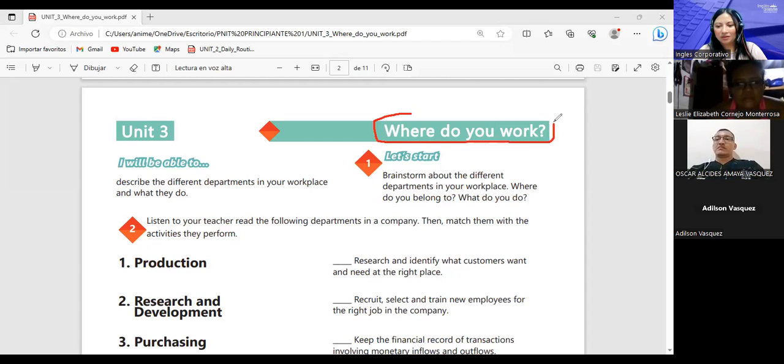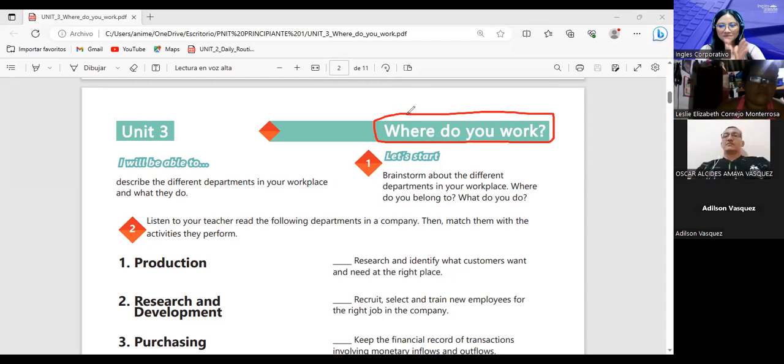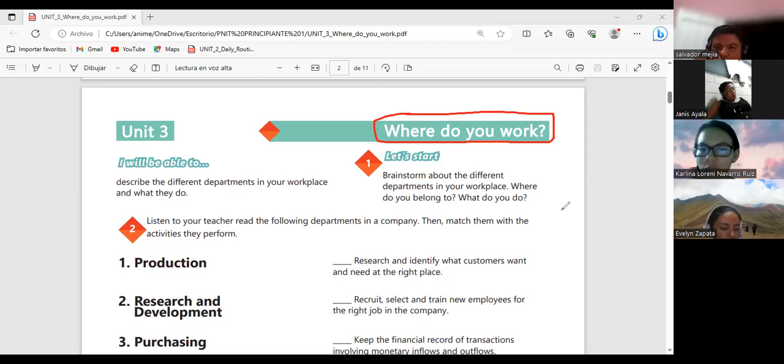Empecemos con esto. The first question that we are going to have, it's going to be this one. Where do you work? How can you tell me the answer to this question? Where do you work, class? Where do you work? Let me listen to you. I work at Explora Salva. Excellent. Oscar Alcides, where do you work? I work in a Catalana. Great. Leslie, where do you work? I work at Invacarimpor. All right. Salvador Mejia, where do you work? I work Plusa. Okay.